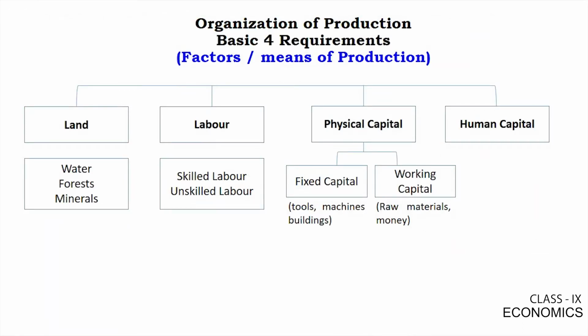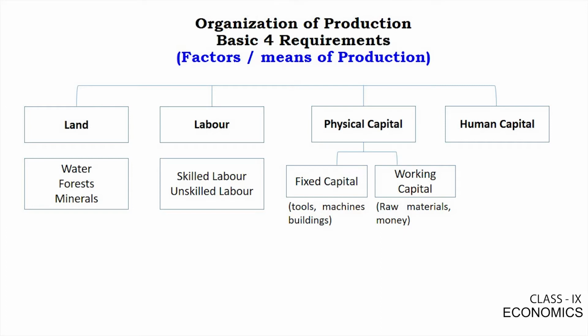The second part of the lesson: organization of production. The basic 4 requirements, or factors, or means of production. Very interesting. Suppose you want to make any production, then what are the basic things needed? I want to make one formula here, LLPH. What is this LLPH? One L stands for land, another L for labor, then physical capital. Generally we call human capital and physical capital in single one, capital. Here we are dividing it into 2, physical capital and human capital. In physical capital, we again have 2, fixed capital and working capital. I will explain one by one.